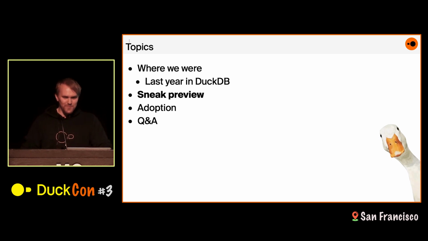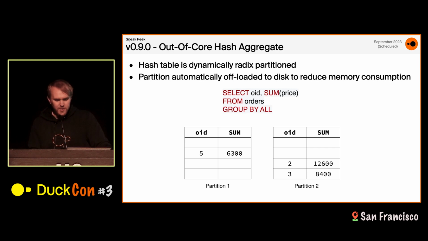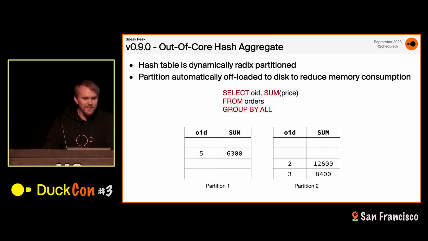Just a short overview. It's not complete, but it covers what I think are some of the most exciting features that we are developing. Something that people have asked for a lot and that we think is very important is out-of-core support in general, but specifically the out-of-core hash aggregate.